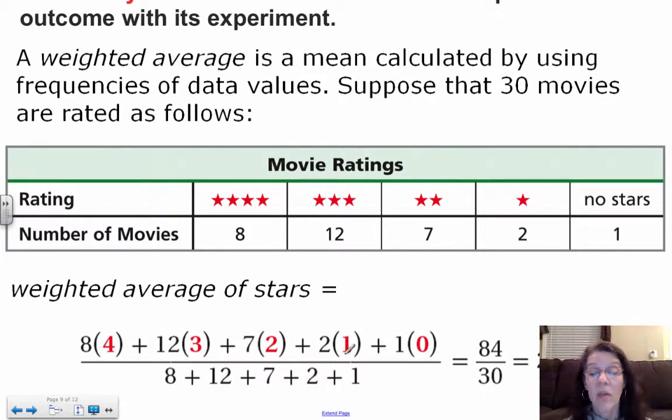We add all those up, and we divide it by the total number of movies. Not 5, because that's the categories, but we have to add all of the movies. So we have to add 8 plus 12 plus 7 plus 2 plus 1. We get 84 out of 30 equals 2.8 stars. That's the average rating for these 30 movies, 2.8. So about in here. All right, so let's have you try one.